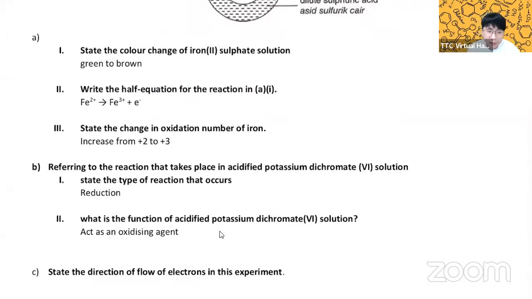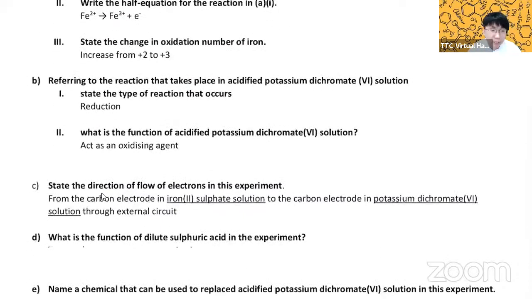The flow of electron, as I said, always flows from the one that donates to the one that receives. So oxidation is donate, reduction is receive. So it flows from the iron(II) side to the dichromate side. So from the carbon electrode in iron(II) sulfate solution to the carbon electrode in the potassium dichromate(VI) solution through the external circuit. External circuit means through the wire.